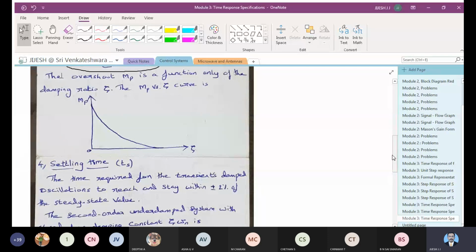So Ts, you can see that from the name itself, settling, it is very clear that the system has to settle down, and it has to settle down to the final value. So that 2% cutoff, like you are in 98 and 100, that 98 to 100, that 2% cutoff, the system will be there for a few seconds, and then it will settle down further. So the time required for the transient damped oscillation to reach and stay within that 2% of the steady state value. So I should just explain this with the figure.